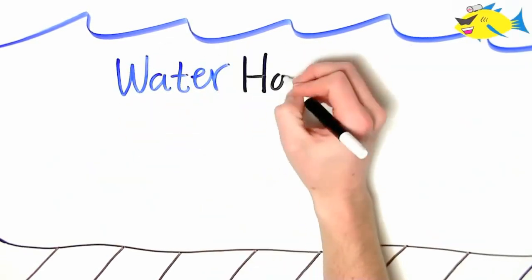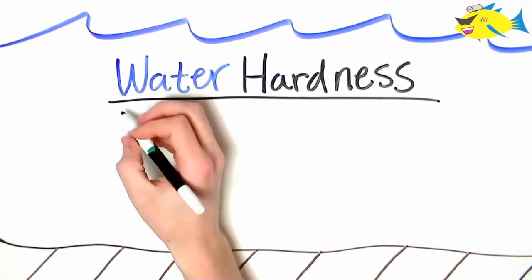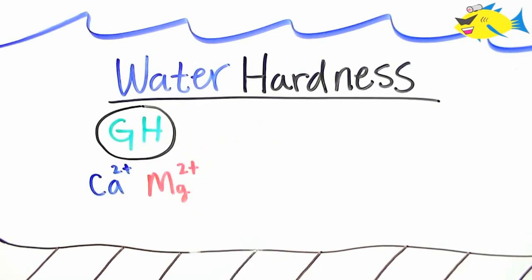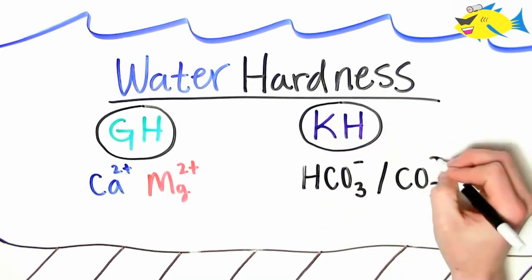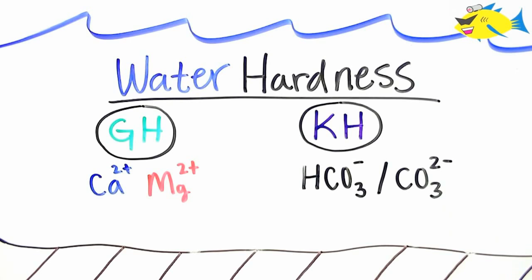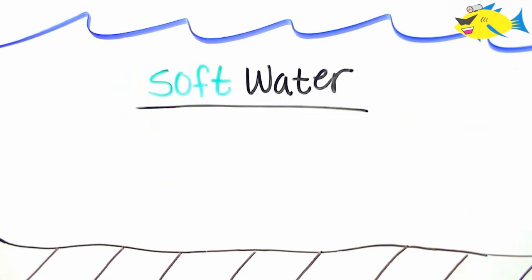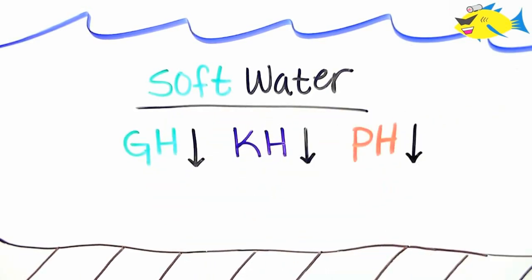Now let's talk about water hardness. We can break this topic up into two main categories. GH, or general hardness, refers to a solution's relative concentration of calcium and magnesium ions. KH, or carbonate hardness, is a measure of the free bicarbonate and carbonate anions, which is also referred to as a measure of alkalinity.